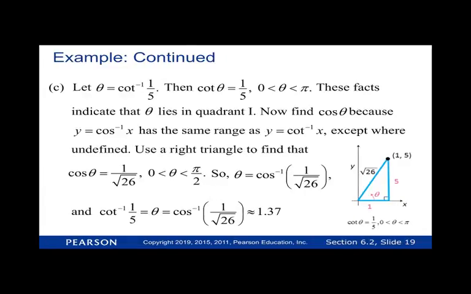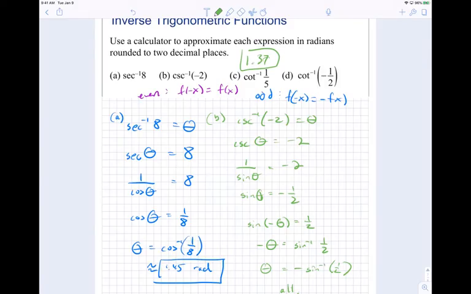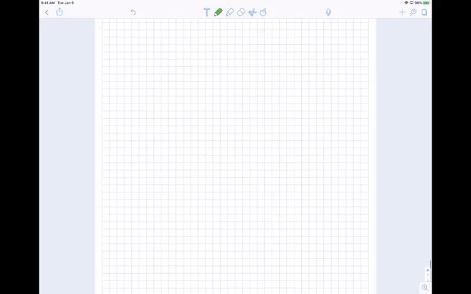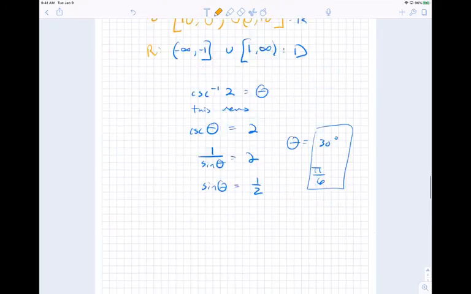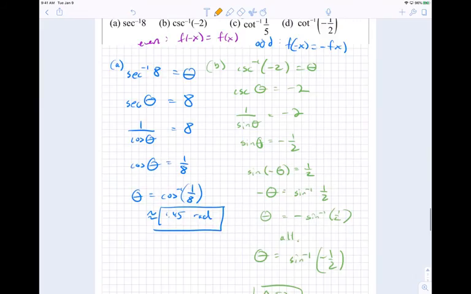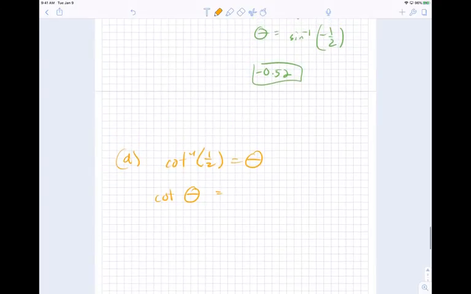Inverse cotan of a half. I'm going to work here. So inverse cotan of a half. So part D, we're asked to do inverse cotan of a half. Again, that's equal to some angle. Again, that means cotan of some angle equals, was it a negative 1/2? That's supposed to be a negative 1/2. Inverse cotan of a negative 1/2. So cotan of that angle equals a negative 1/2.